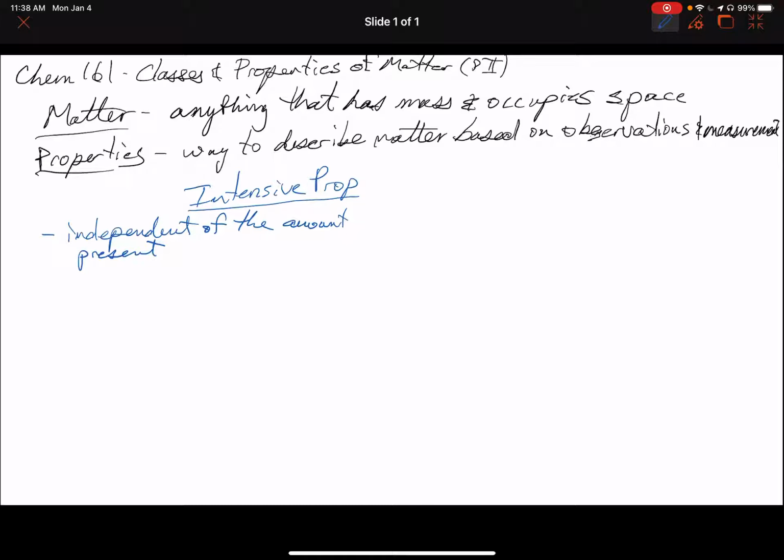Take a minute to think about what properties you might know of that might be intensive. Maybe you were thinking of things like color. If I had 1 gram of material, it should have the same color as 100 grams or a kilogram or a ton of that same material. Same goes for odor, or the smell of a compound, or even the density of a compound, something we haven't touched on yet, but we will.